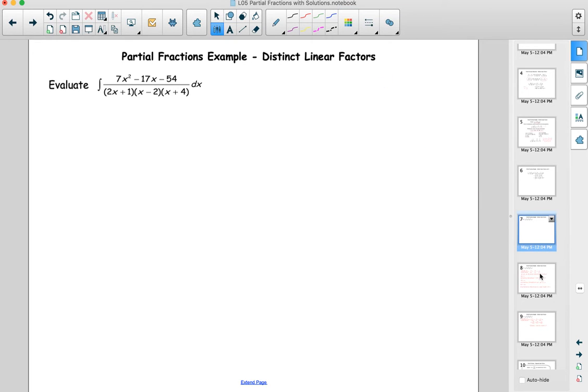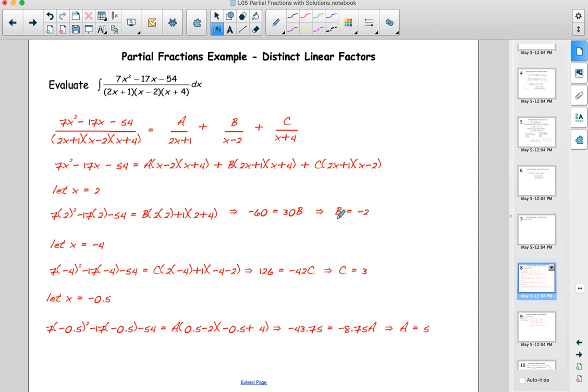All right, so the first thing we're going to do is make sure that you got the correct values, that we set this up correctly. So we're going to start with the integrand, which is 7x squared minus 17x minus 54 all over (2x plus 1)(x minus 2)(x plus 4). And now I'm going to have A over the first factor plus B over the second factor plus C over the third factor.